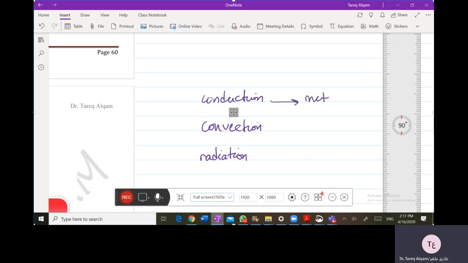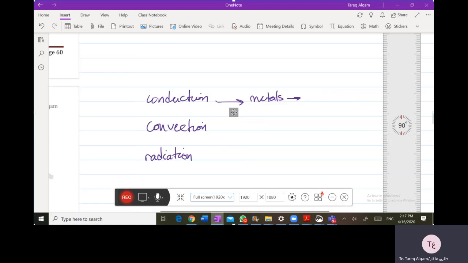Why? Because, guys, in metals we have what? Free electrons. These free electrons will carry this heat from one side to another. Convection takes place in liquids and gases.